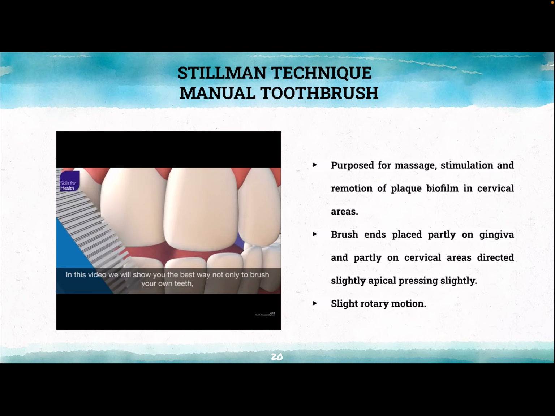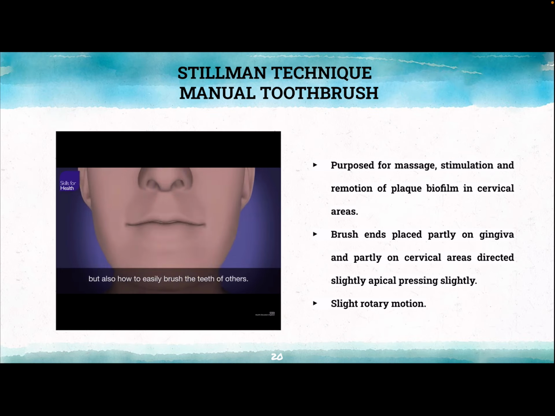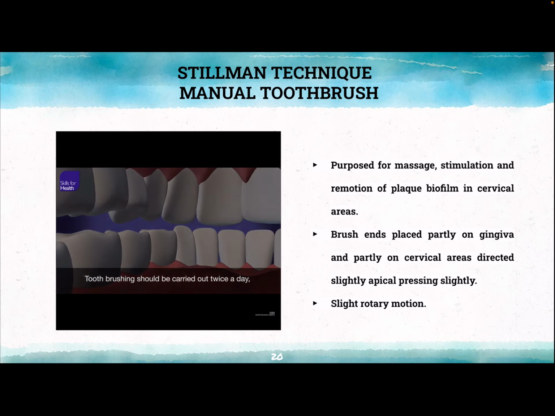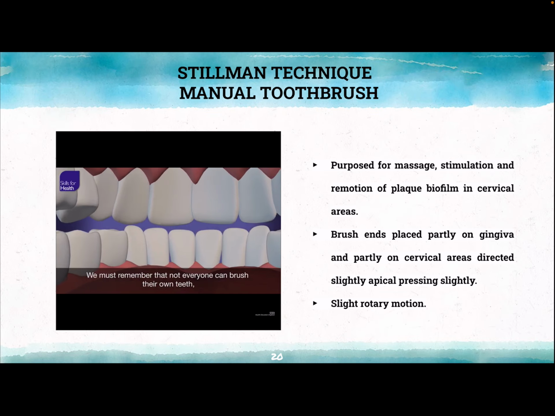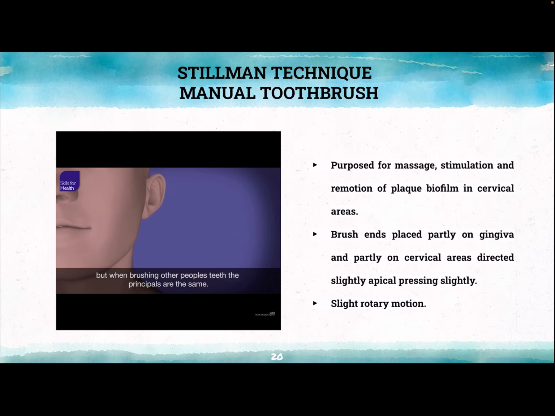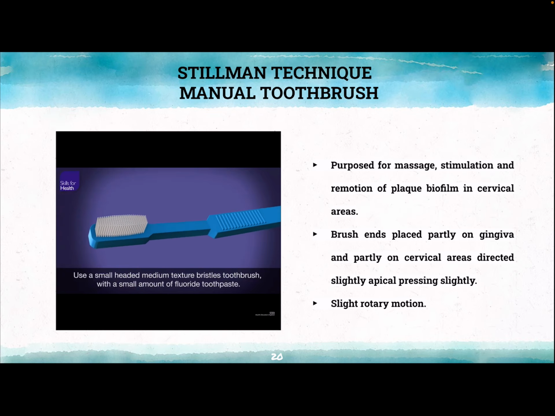In this video, we'll show you the best way not only to brush your own teeth, but also how to easily brush the teeth of others. Toothbrushing should be carried out twice a day, in the morning and last thing at night. We must remember that not everyone can brush their own teeth. But when brushing other people's teeth, the principles are the same. Please remember that toothbrushing takes a full 2 minutes. Yes, 2 minutes. Use a small-headed, medium texture bristles toothbrush with a small amount of fluoride toothpaste.